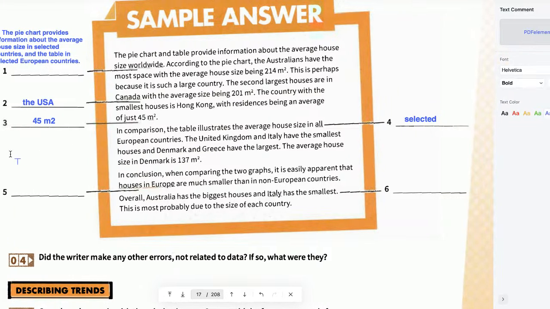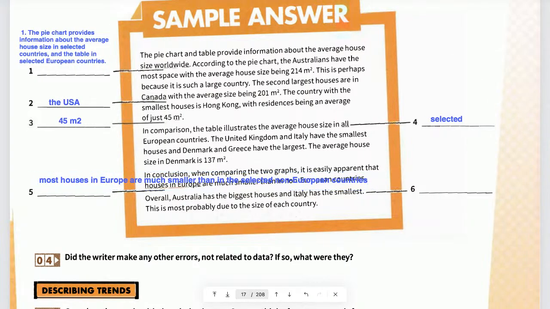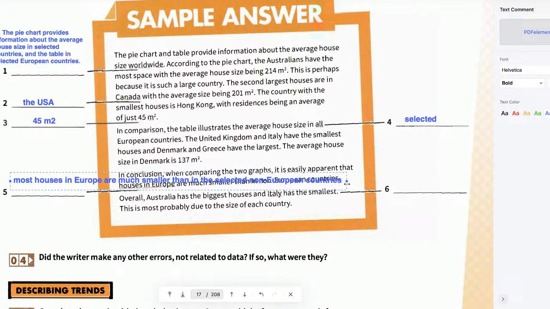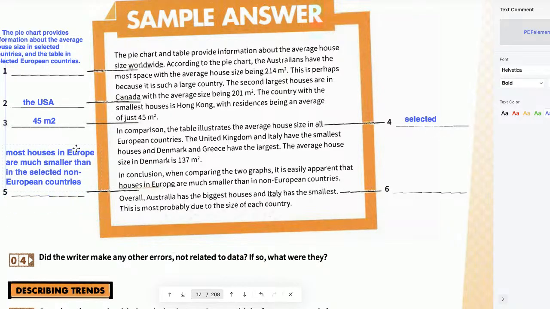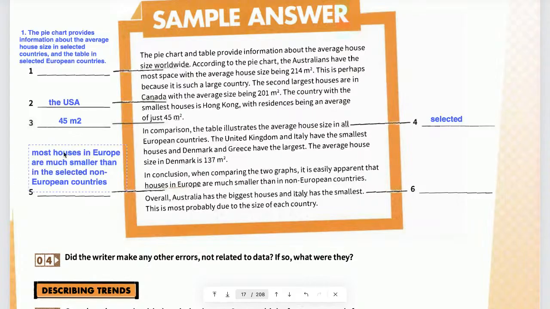So here, for number 5, first of all, you need to fix houses in Europe. You can just say most houses in Europe. You don't say houses in Europe, because if you say houses in Europe, I mean all houses in Europe, so it's wrong. So you add most before houses. So most houses in Europe are much smaller than in the selected non-European countries. You don't say just non-European countries, you say in the selected non-European countries. Got it? You added that.